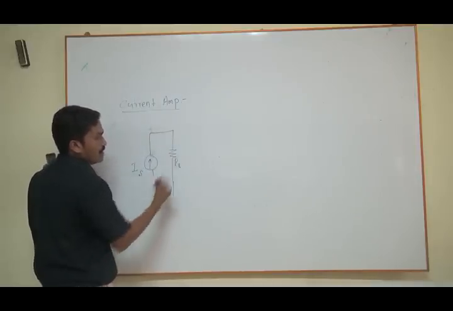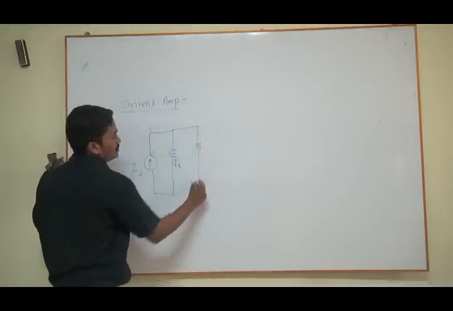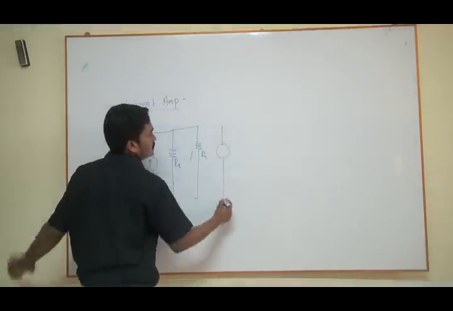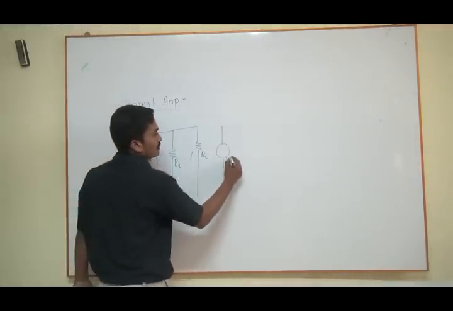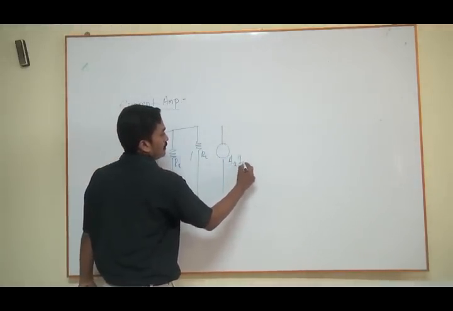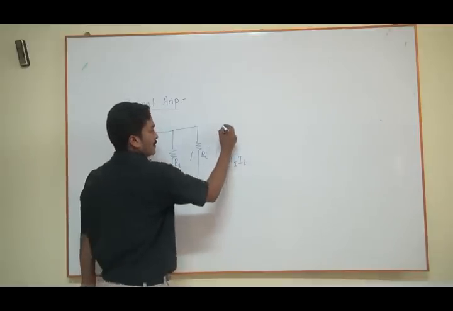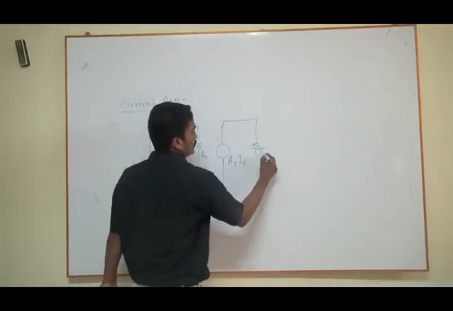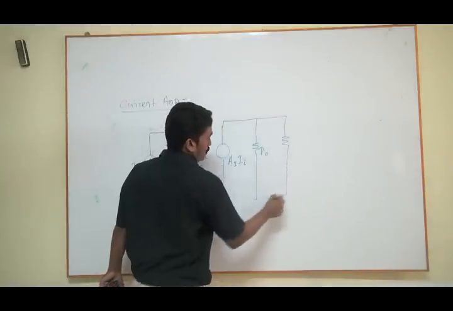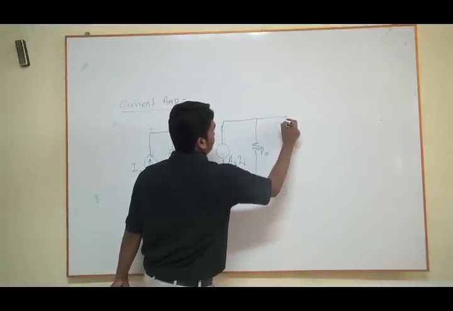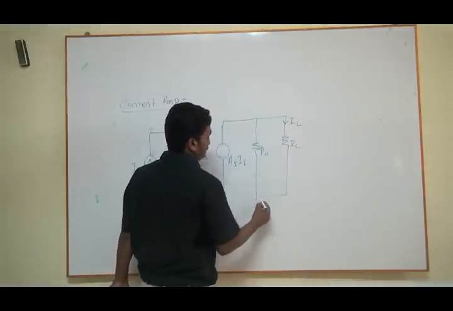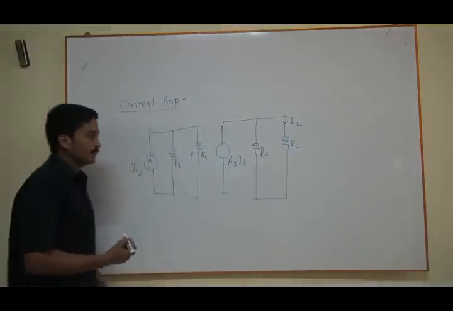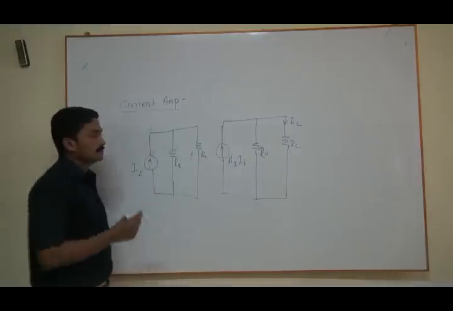resistance Rs, and for the transistor equivalent model we write Ri, and since it is current dependent, we have Ai Ii, in parallel with some output resistance R0, and a load resistance RL, and assume this is IL. It is a current source.